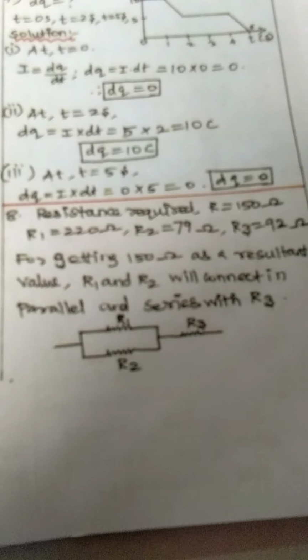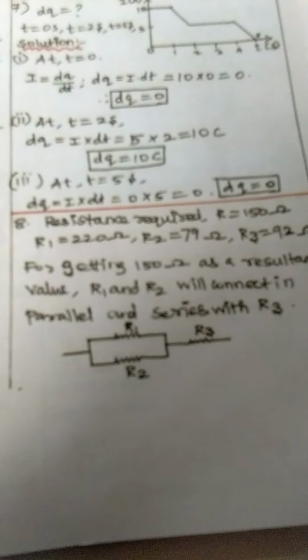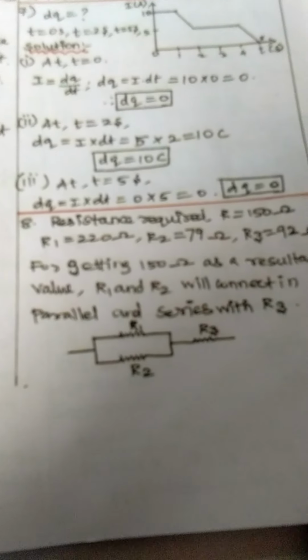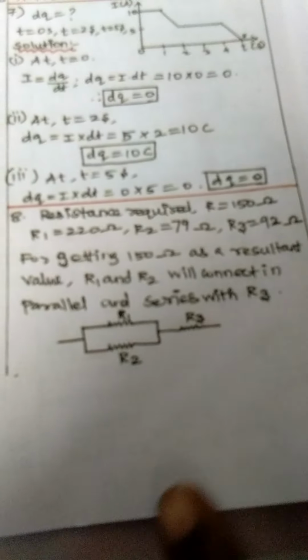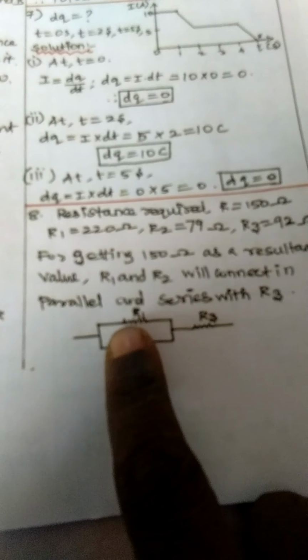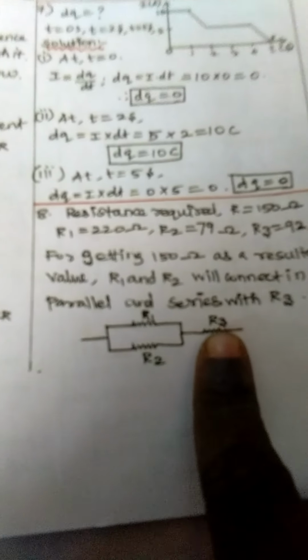So we want to find that R1 and R2 will be connected in parallel. We connect R1 and R2 in parallel, and in series with R3. Okay, so this is the parallel. You see the parallel line, we connect that first. So R1 and R2 are connected in parallel lines, with R3 in series. Okay, now you see that calculation.